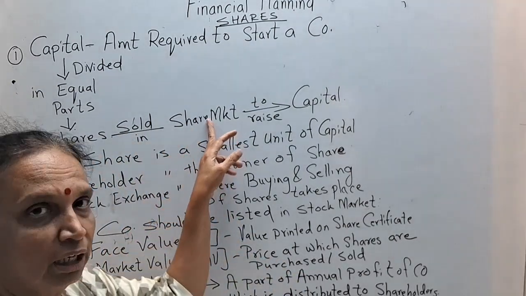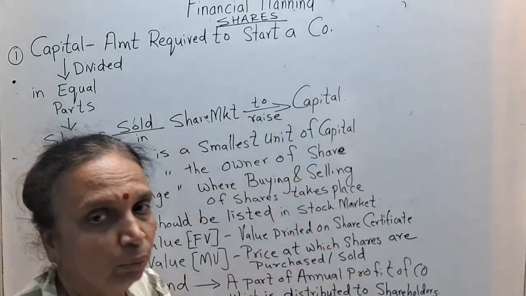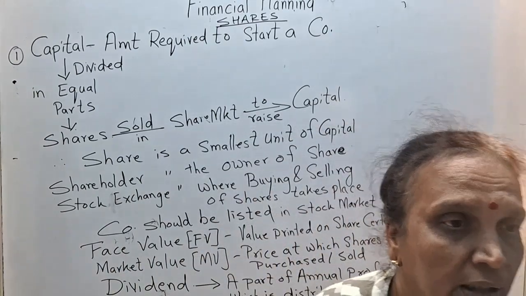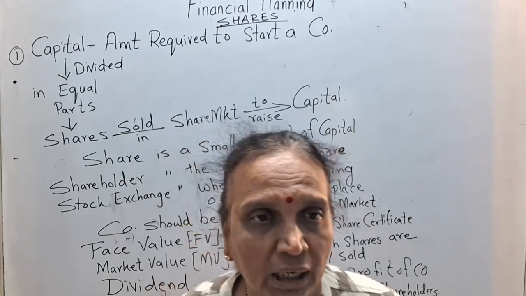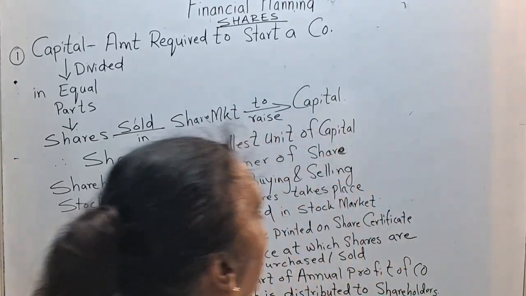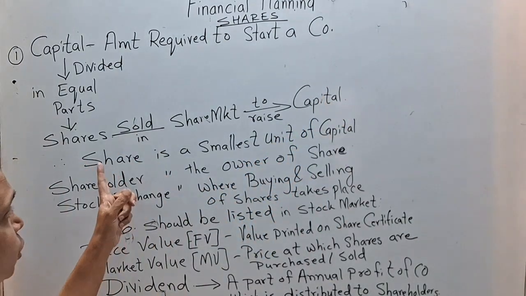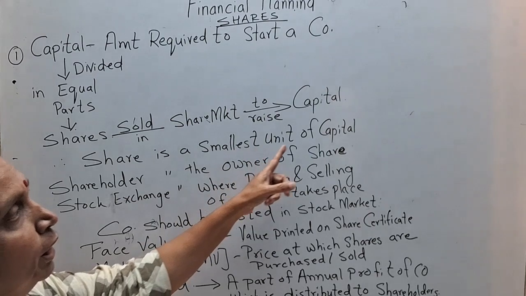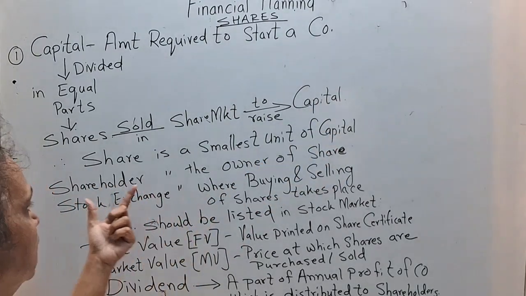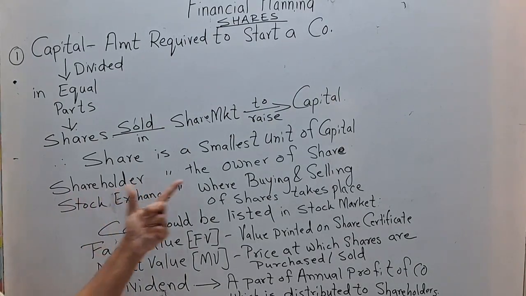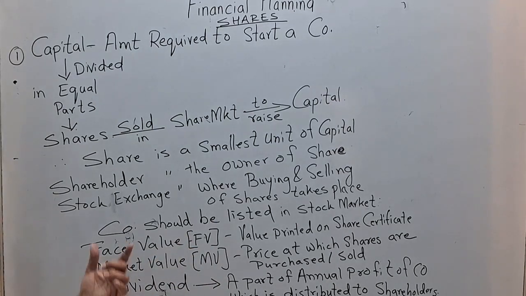and these shares are sold in the share market, that is the stock exchange, to raise the capital, and that is how the company advertises in the newspaper and the media, and we purchase the share and we become a shareholder and we help the company in building its capital. So share is nothing but a smallest unit of capital. Then when we purchase these shares, we are called as shareholders and we are the owner of that particular share or shares, how much you are purchasing as per that.